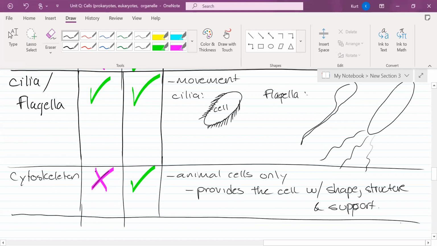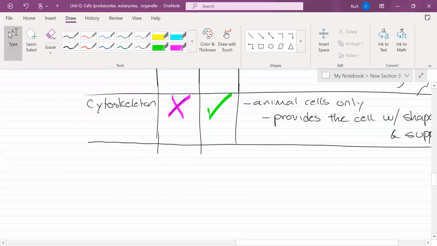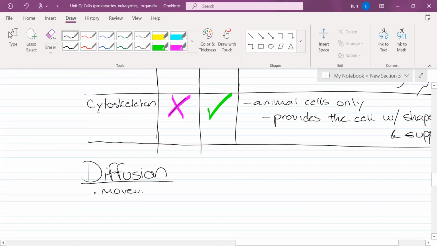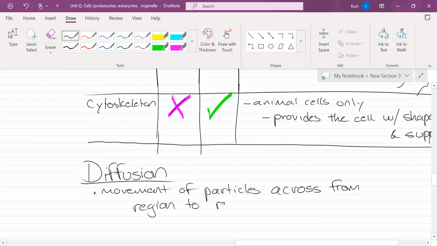All right, guys, there's our big chart. So we are going to now switch over to diffusion, okay? So let's do it. Our chart is finished. Now let's get to diffusion. Diffusion is simply the movement of particles across a membrane. Actually, no, excuse me, across from region to region.